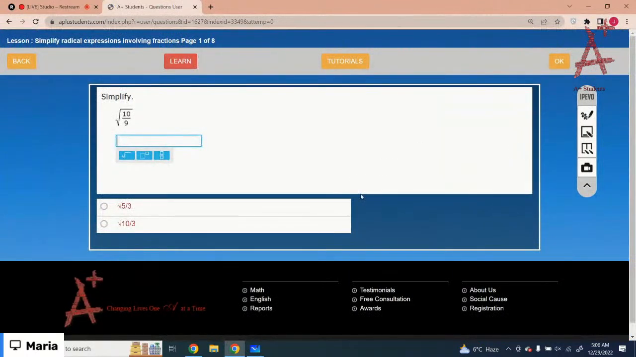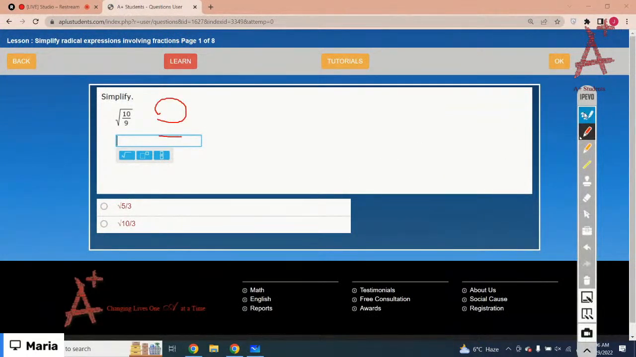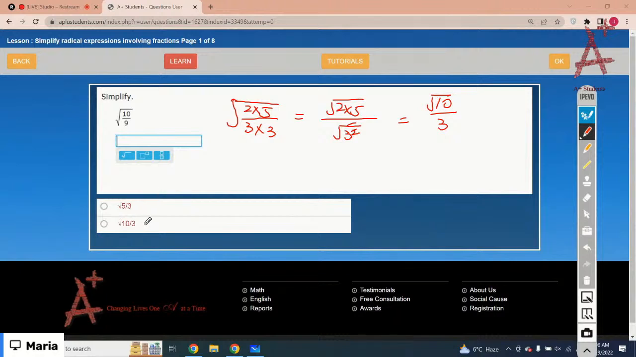Okay, the next one is square root 10 divided by 9. That would be the same we did in the tutorial. Got it? So let's just do it again. You have to write both numerator and denominator as the prime factors. So it would be 2 times 5 and 3 times 3. Got it? So the radical sign is for both numerator and denominator. So you can write them as square root 2 times 5 and square root 3 square. Got it? So 3 square and square root cancel out each other. So you are left with 2 times 5 is 10 divided by 3. So that would be the correct option. Got it? Option number 2 is the correct option.